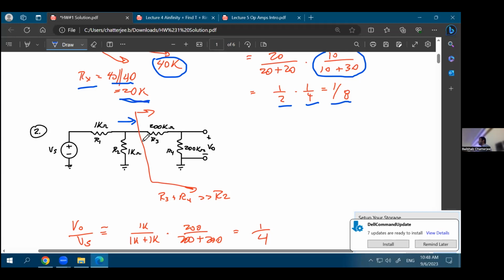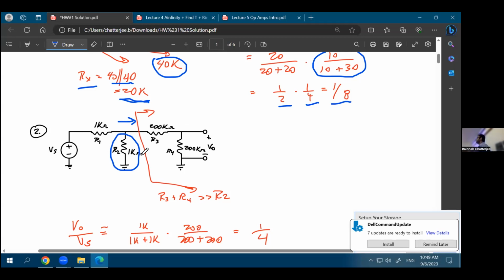So we'll use the same approach as we did in the previous problem. We'll try to find out what's the effective resistance looking from the left-hand side at this point, and that would be 400 kilo ohms. Now notice that this 400 kilo ohm is much larger than R2. R2 was 1 kilo ohm. So if you want, you can calculate what is 1 kilo ohm in parallel with 400 kilo ohm, but that is kind of superfluous.